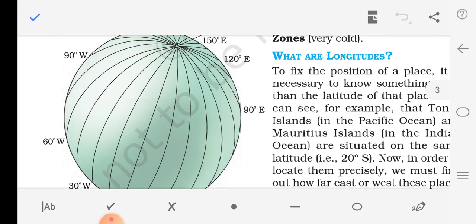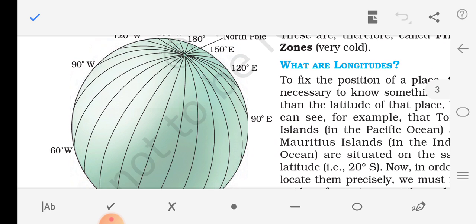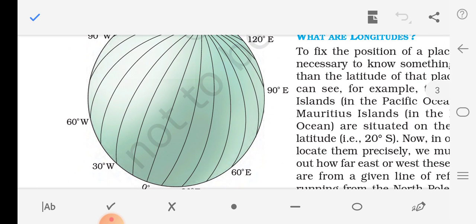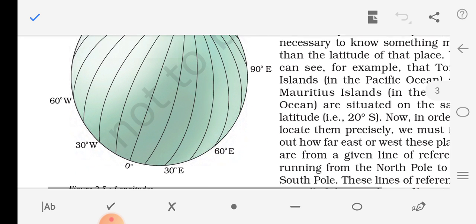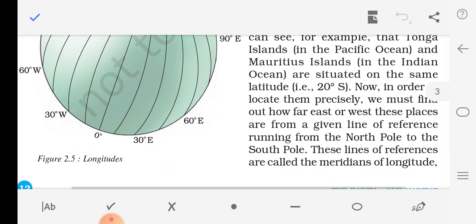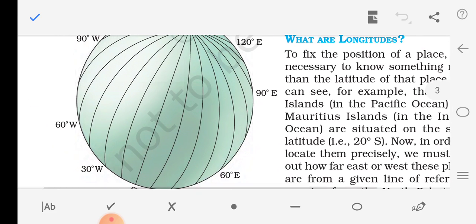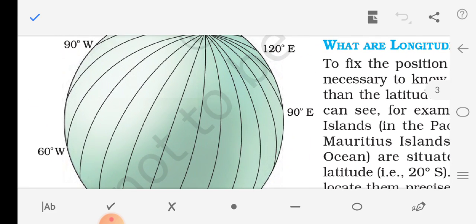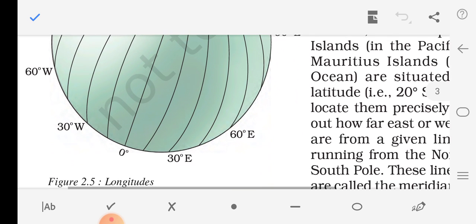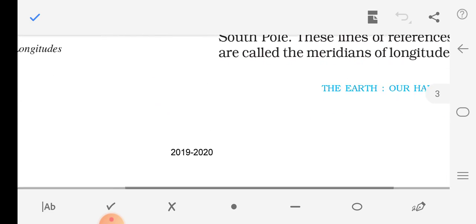We have seen that west to east, all parallel circles are known as parallel latitudes. Same like that, north to south or south to north, there is an imaginary line. Those lines are known as longitudes, or meridians of longitude. By seeing this image, you will understand what longitudes are. These are vertical lines, no? So you can easily understand longitude.